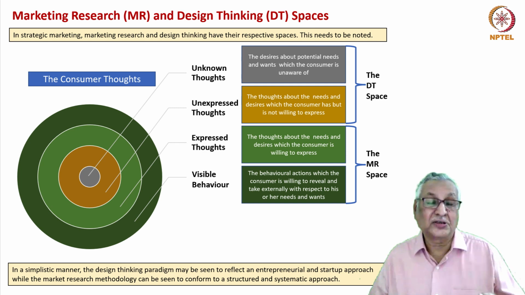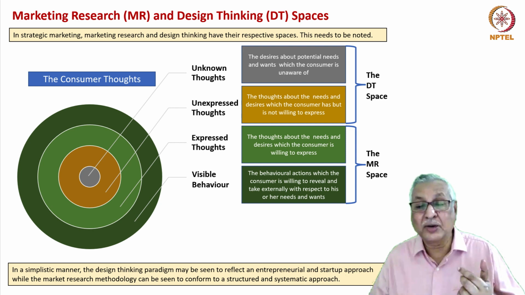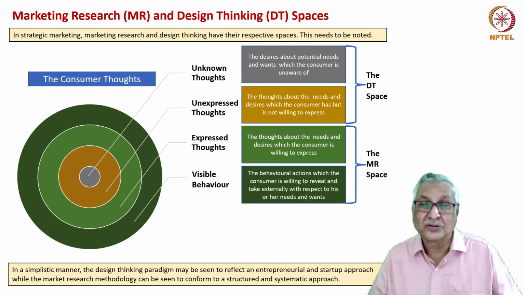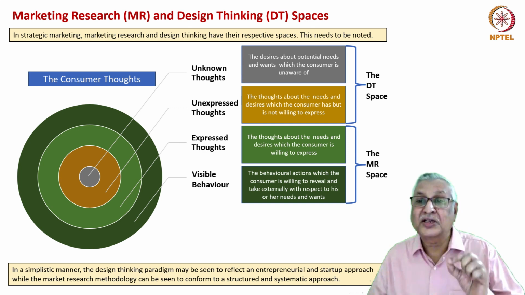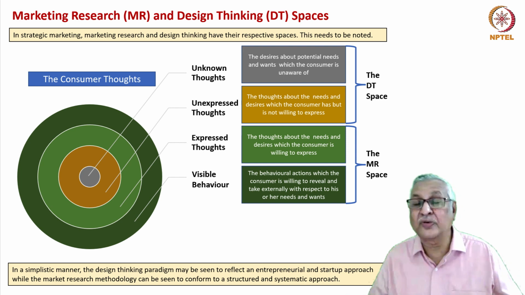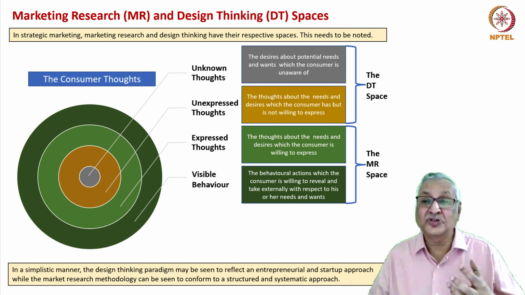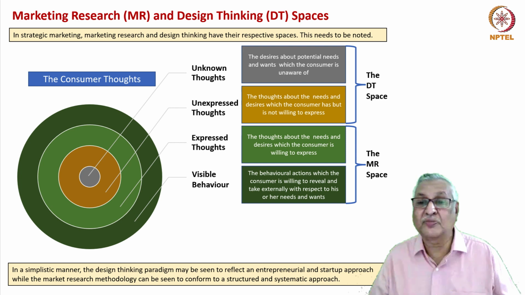So, any action of consumer engagement must be to discover the unknown thoughts, make those thoughts expressed, and make the expression more precise and more helpful, and finally get a visible behavior that reflects the thoughts. So, when you think about unknown thoughts, what is it? The desires about potential needs and wants which the consumer is unaware of. The consumer is using a particular product, but he or she doesn't understand what else the product could help him or her with, and what else the consumer needs either with this product or any other product.